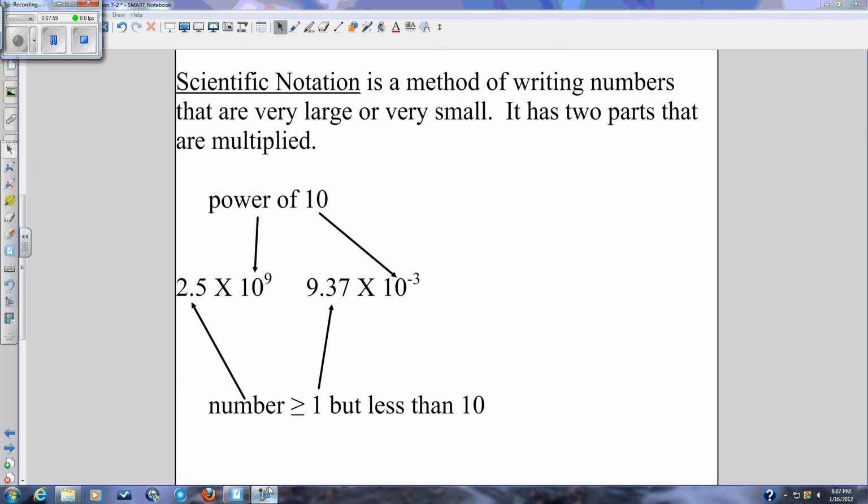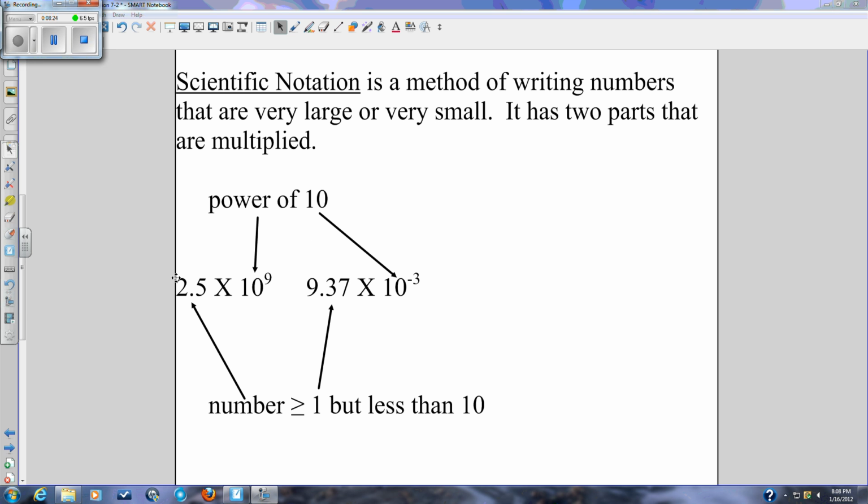Now that leads us to our next idea, scientific notation. And scientific notation is a method of writing numbers that are very large or very small. It has 2 parts that are multiplied. The first part is a number multiplied by a power of 10. Now the number has to be greater than or equal to 1, but less than 10. And then followed by multiplication by a power of 10.